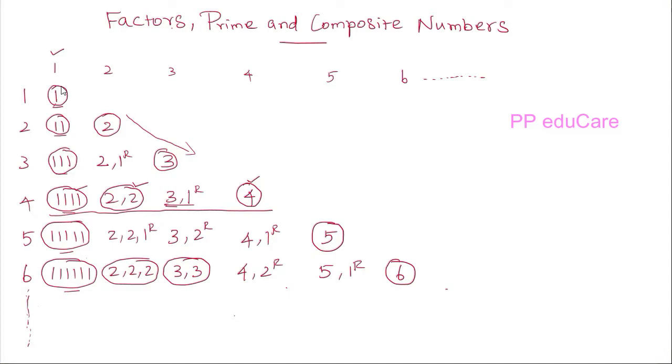Therefore for 1, 1 itself is a factor. And for 2, 1 is a factor and 2 itself is a factor. And for 3, 1 is a factor and 3 itself is a factor. And for 4, 1 is a factor and 4 itself is a factor. And for 5, 1 is a factor and 5 itself is a factor. And for 6, 1 is a factor and 6 itself is a factor. And so on. Therefore, generally speaking, for any number greater than 1, there will be at least two factors, 1 and the number itself.